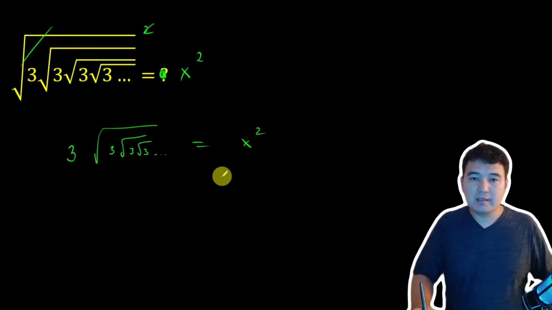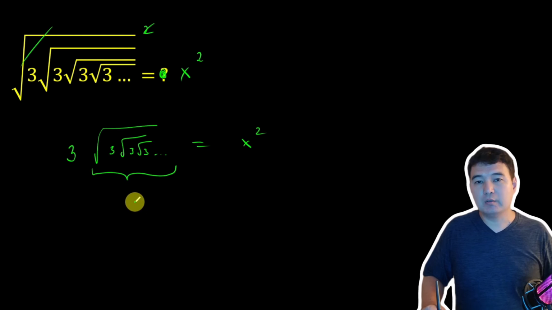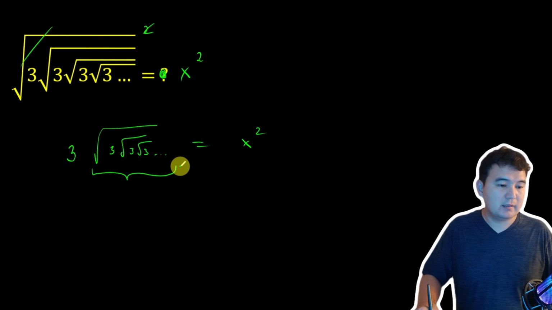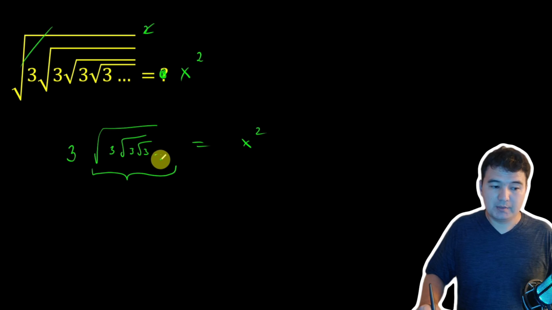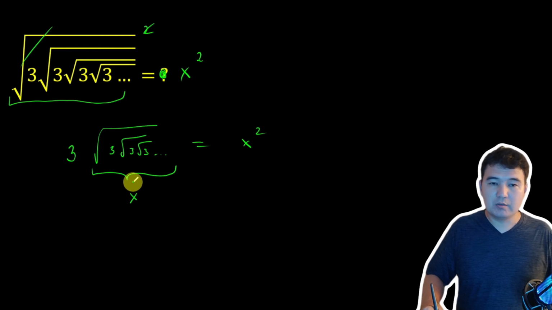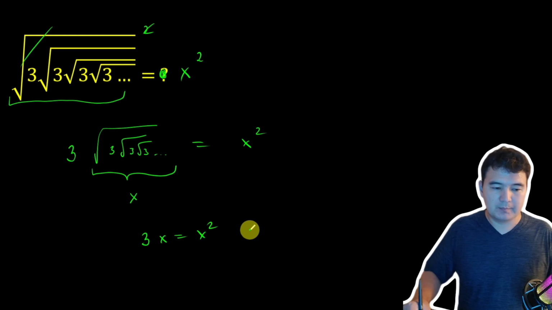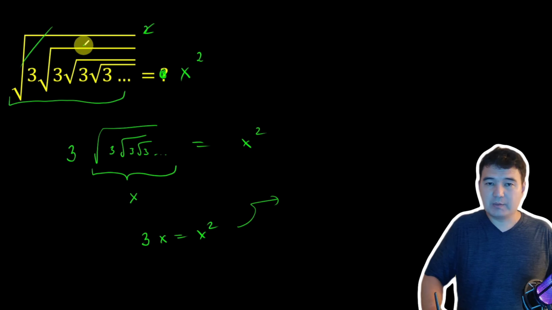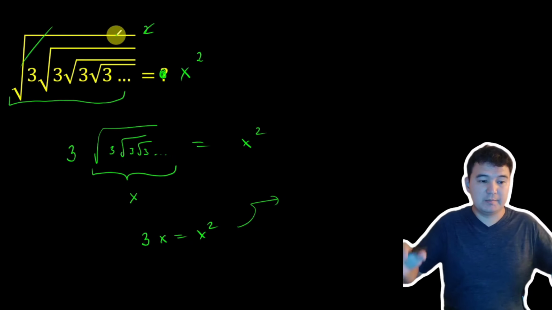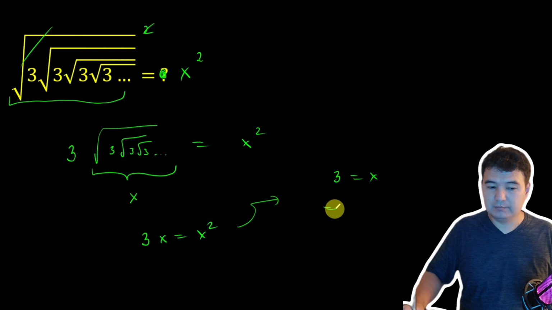As you can see from here, this is still nested square roots of 3 until infinity, infinitely many times, which means that's still x. Because we denoted this expression as x in the beginning, I'm going to replace that with x. Then I will have 3x is equal to x squared. And since this expression is not equal to 0, I'm going to divide both sides by x. Then x is going to be 3.